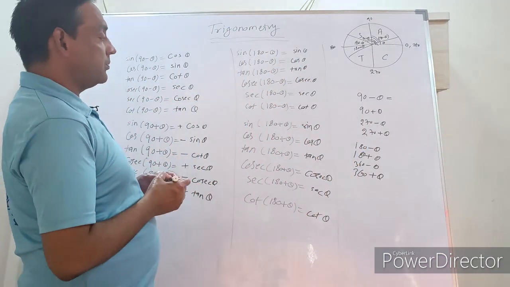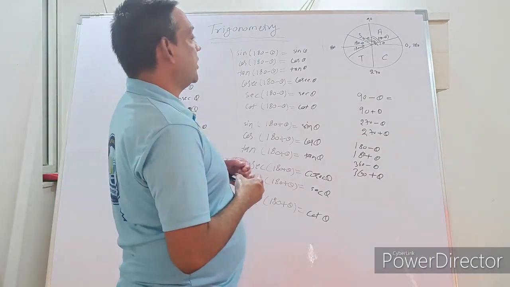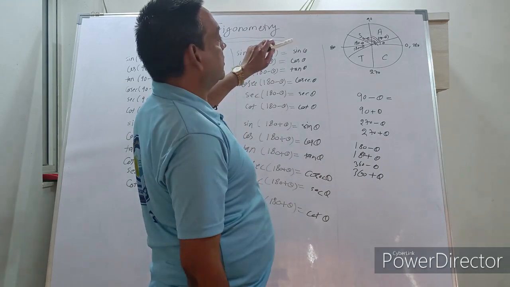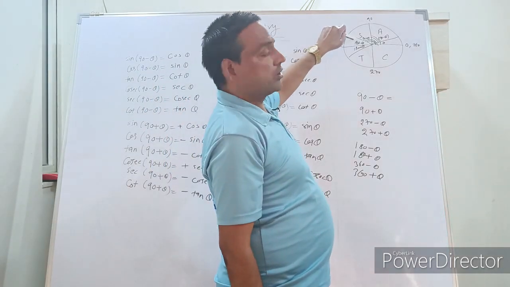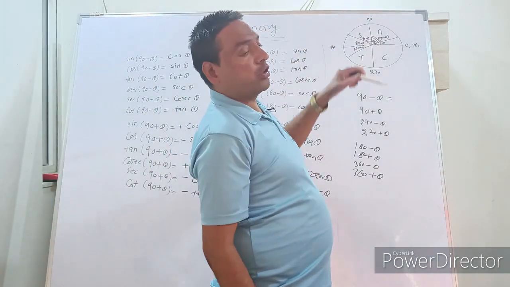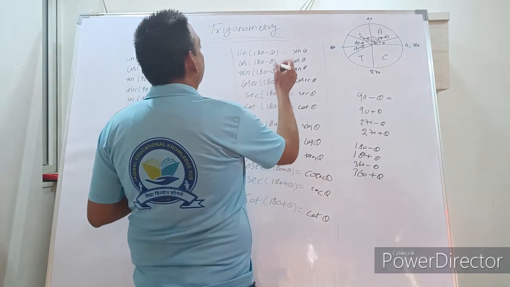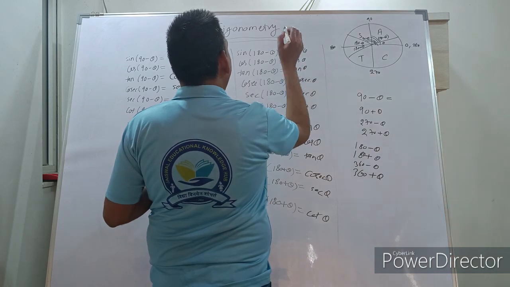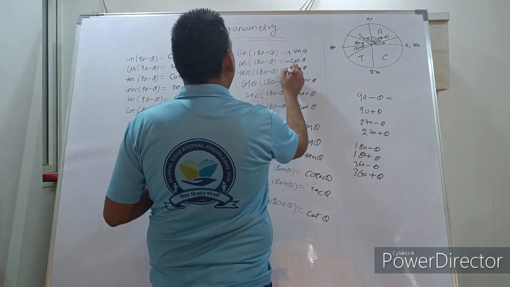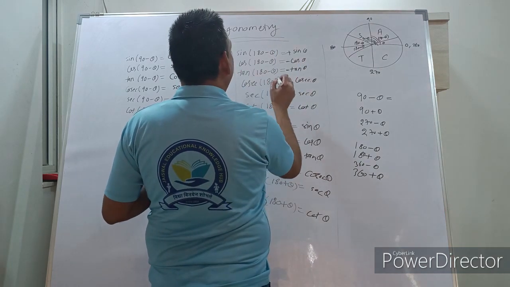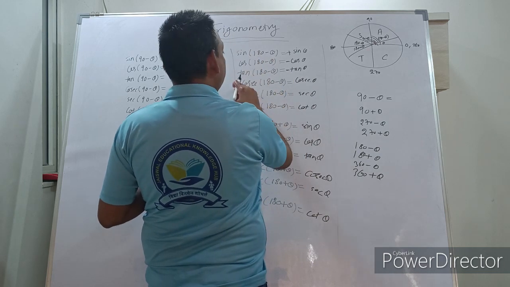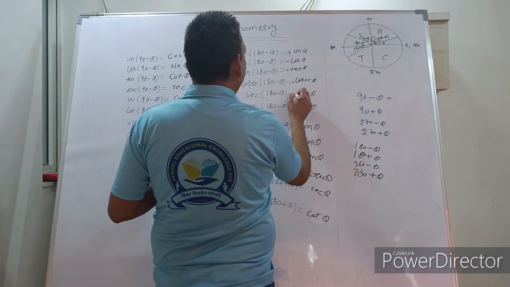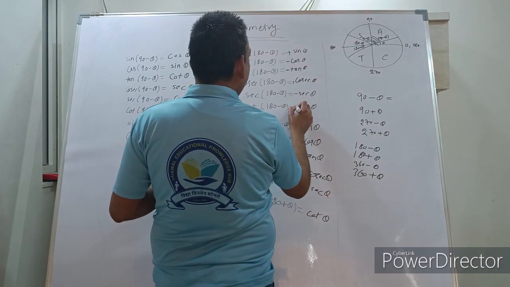Now the important part is the sign. Sine of 180 minus theta. So 180 minus theta lies in the second quadrant. In the second quadrant sine is positive, so this value will be plus. Cos is negative, so this is minus. Tan is negative in the second quadrant. Cosec: sine and sine's reciprocal cosec both will be positive. Sec will be negative. Cot is negative.